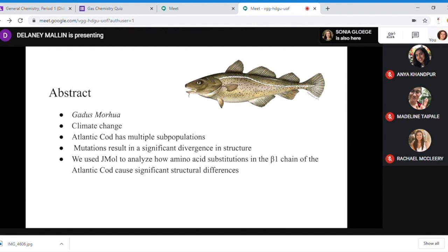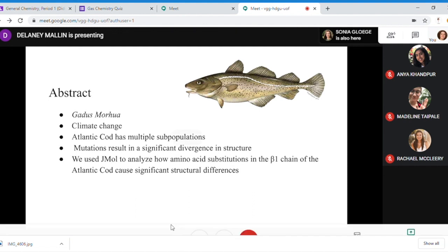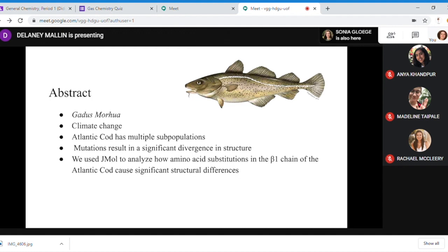As the climate changes, we must understand the biology of our fish stocks to better support the conservation of our global fisheries. Atlantic cod has multiple subpopulations, the most common of which are the homozygous genotypes HBI1 and HBI2. Mutations result in a significant divergence in structure that completely changes the optimal living conditions for the fish. We use JMOL to analyze how amino acid substitutions in the beta-1 chain of the Atlantic cod cause significant structural differences that lead to variation in optimal living conditions.